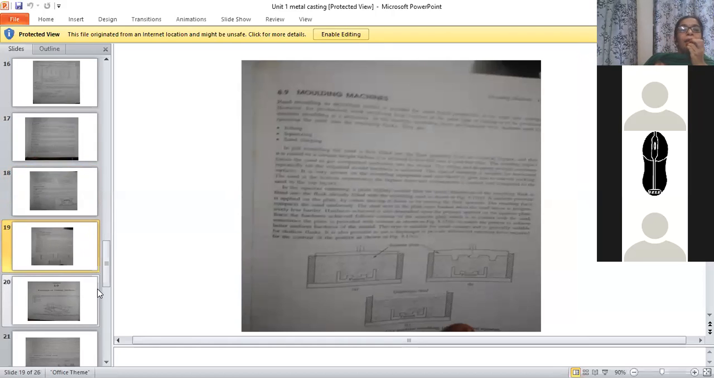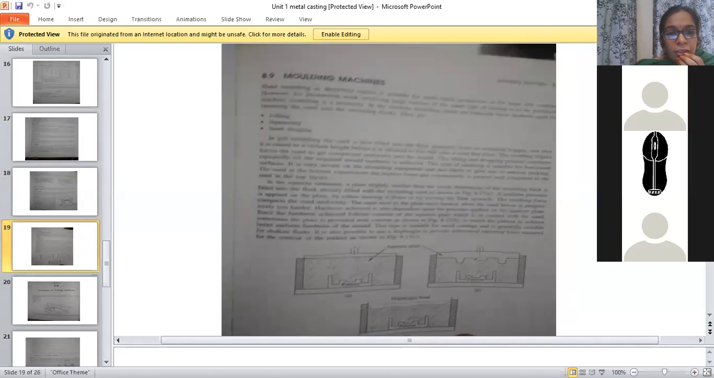Okay, the next topic is on molding machines. There are three different types of machines: jolting, squeezing, and sand slinging. Jolting is the one where there will be a drum.